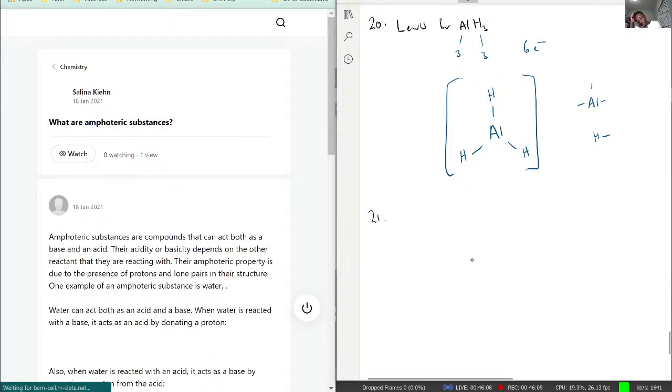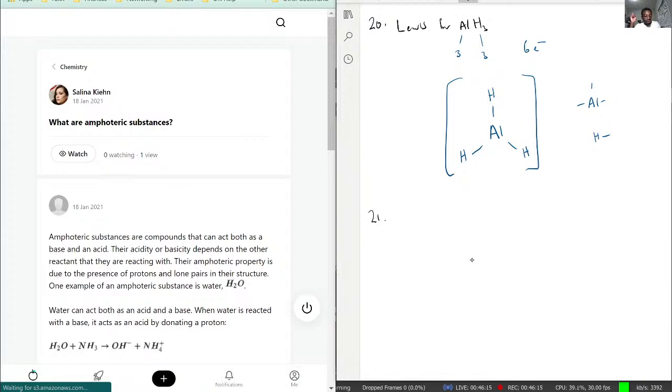For this, we have: what are amphoteric substances? Just like our colleague said, amphoteric substances can act as an acid or a base. The one they give, that I'm really happy they give, is water. Water can donate a proton to get its conjugate base, or it can take a proton to get a conjugate acid. So that's a really good one.